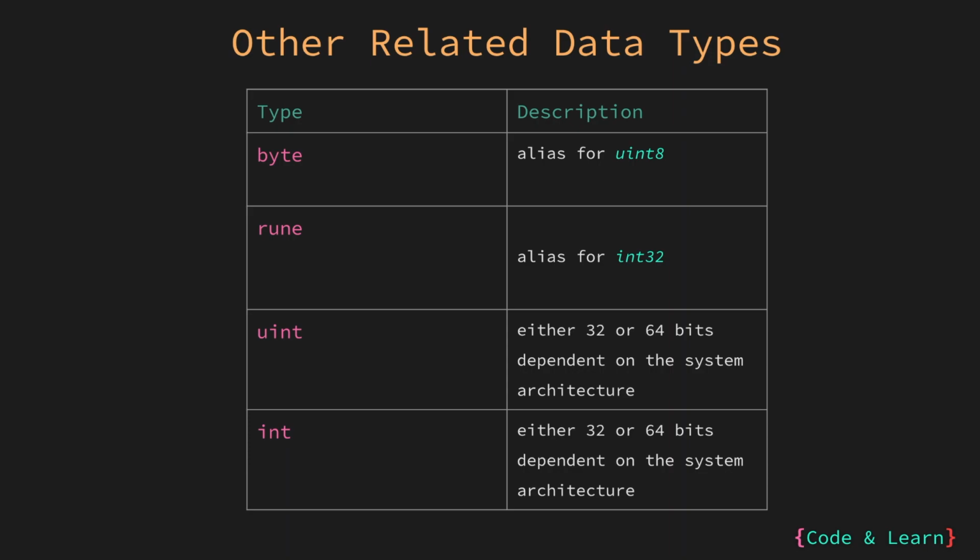Next, we have the Rune data type. A Rune is an alias for int32. The Rune data type is related to strings. We will cover that in a future lesson. For now, just remember a Rune is an alias for int32.